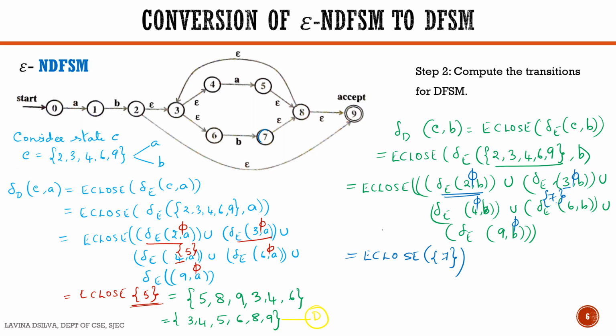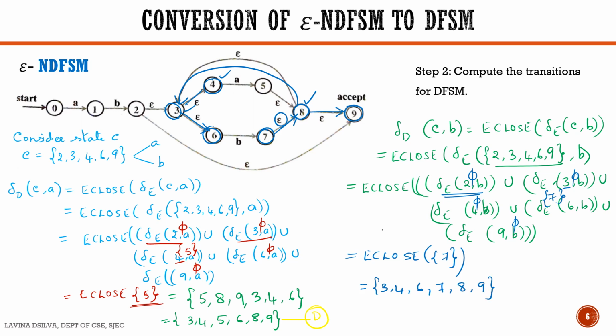Therefore, from 7 we can reach state 8 on epsilon transition. From 8 we can reach 9. From 8 we also can reach 3. From 3 we can reach 4. From 3 we can reach 6. Therefore, E close of 7 is equal to 3, 4, 6, 7, 8, 9.